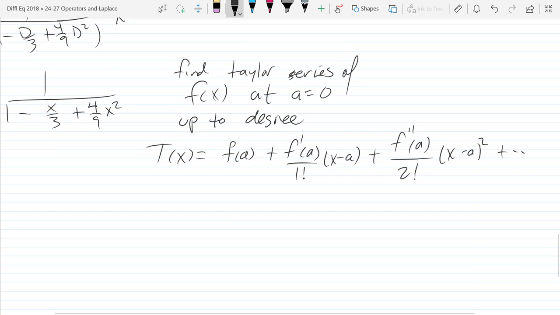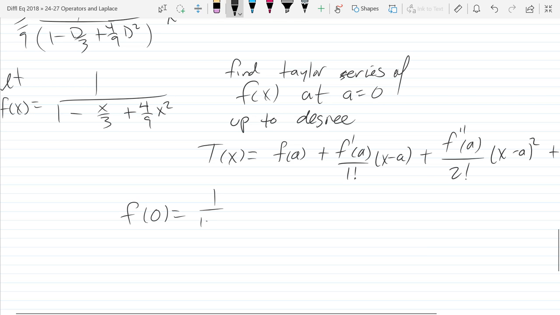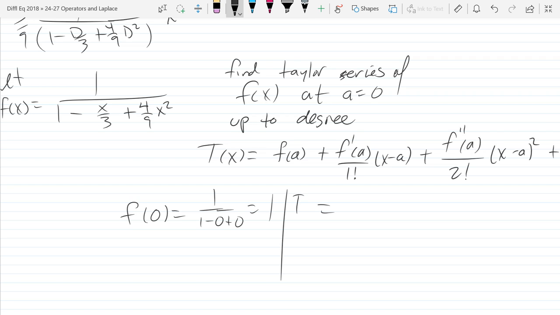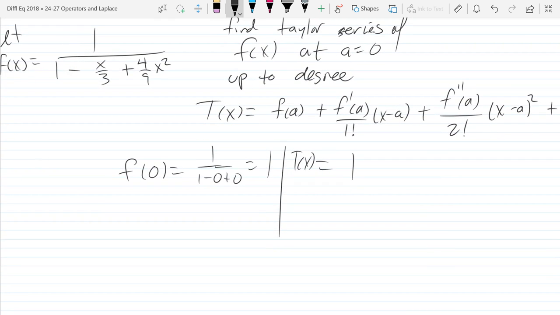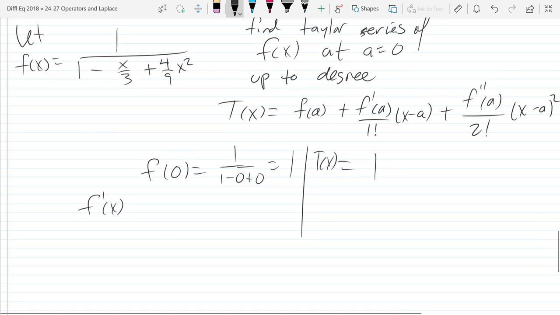So we need to figure out, well, I can just go a is 0, so I need f of 0, which is 1 over 1 minus 0 plus 0, which is 1. So our initial term, T of x, is going to be a 1. Now I need to take a derivative. This is going to be a bit of a pain because I have a quotient rule to deal with here.